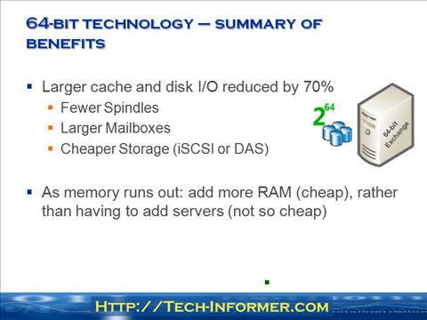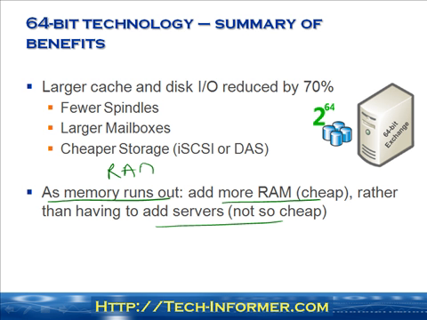So just recapping here, 64-bit basically means that we're using far less spindles, and therefore, since we're using less spindles, we can actually buy cheaper and slower disk, such as iSCSI and direct attach storage, and in doing so basically get things like much larger mailboxes or 4 times the amount of users that we originally had on Exchange 2003. Okay. Another thing that's very important in terms of cost saving is that as our memory runs out, so as RAM runs out, what we can actually do is add more RAM rather than adding more servers.